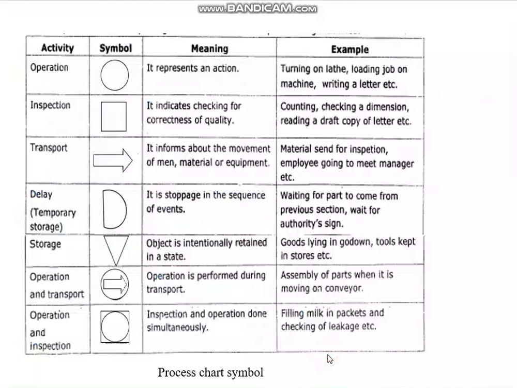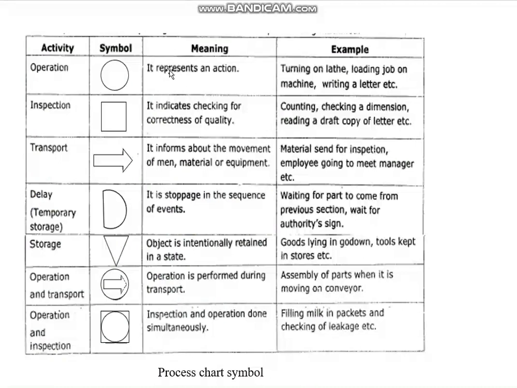Next we will come to the process chart symbols. The same thing is put in a table, in tabular form. These are the symbols. How many symbols are there? 1, 2, 3, 4, 5, 6, 7 symbols. Operation you can denote with the letter O, easy to remember, as operation starts with the letter O. Inspection is a square.